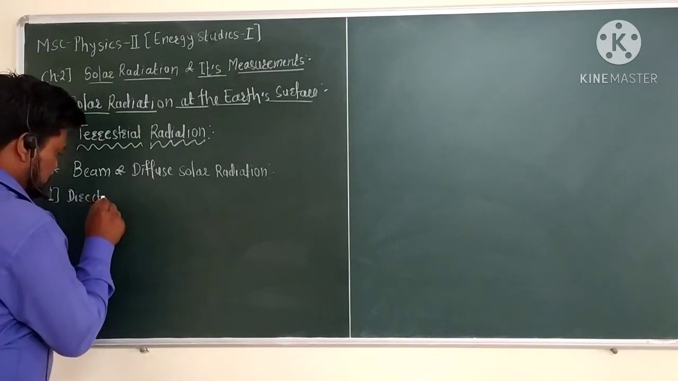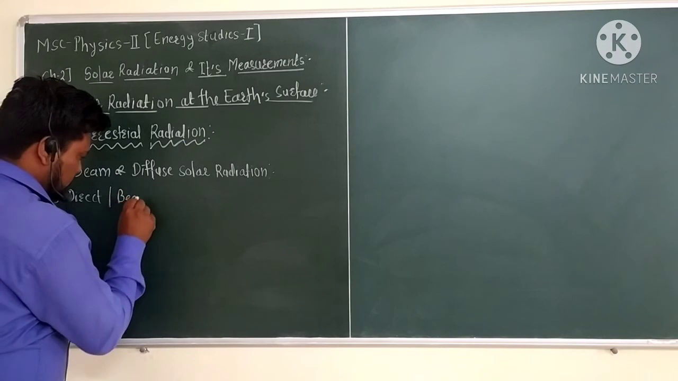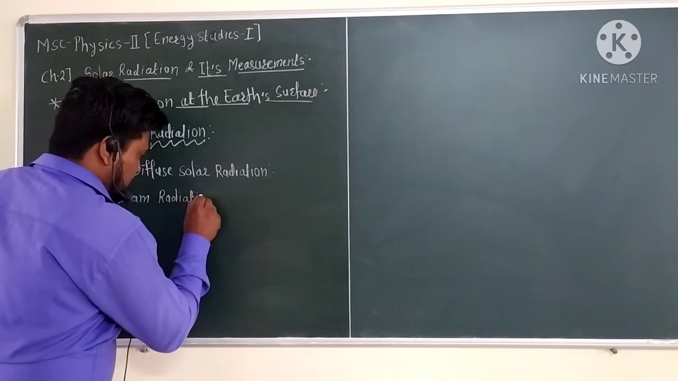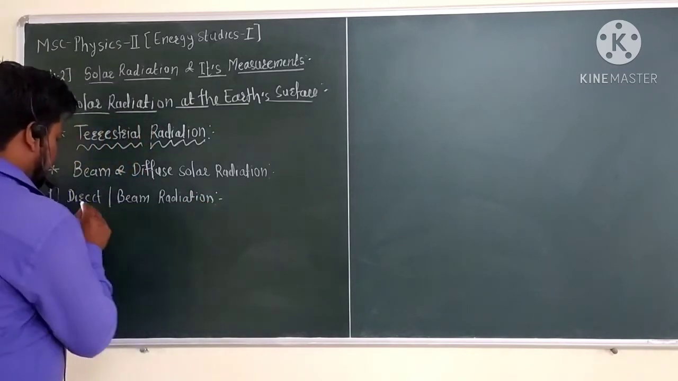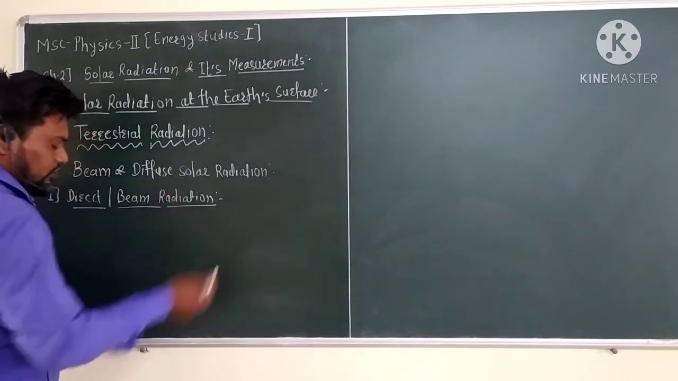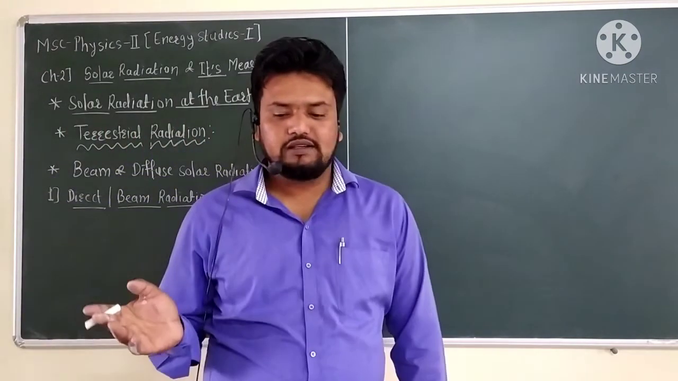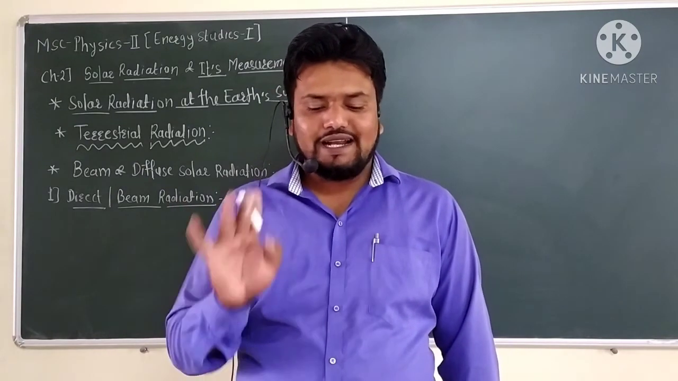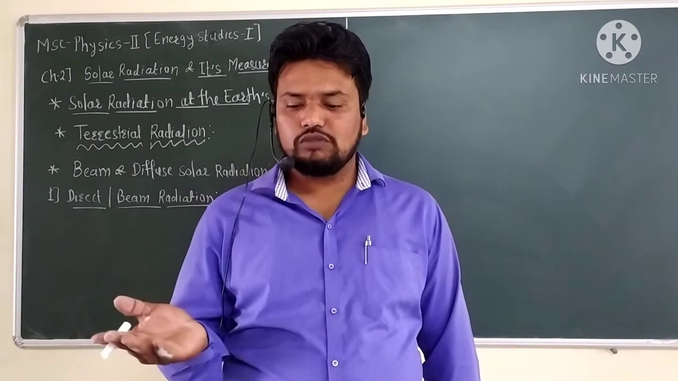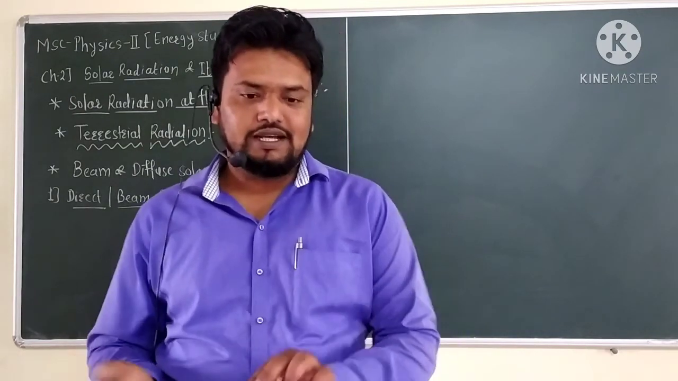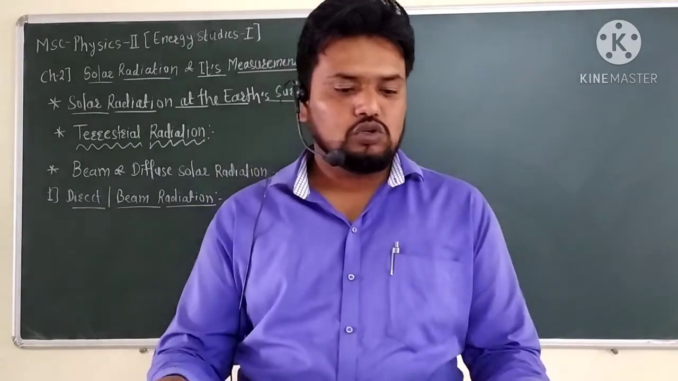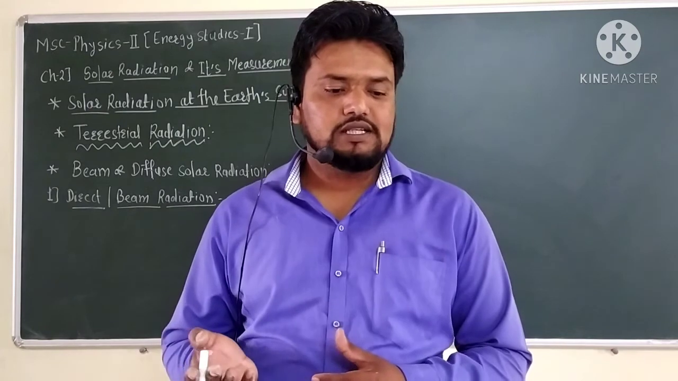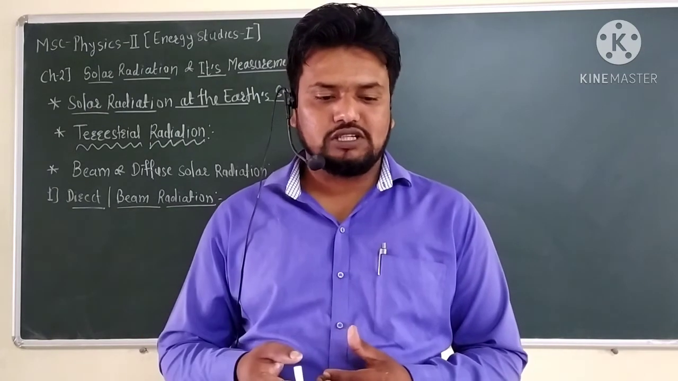Direct or beam radiation. Okay, so what is meant by the direct radiation or beam radiation? That means the portion of incident solar energy, that radiation which comes directly from the apparent solar disk without reflection from the object, is called the direct or beam radiation.